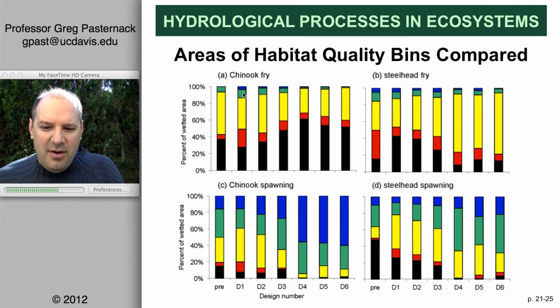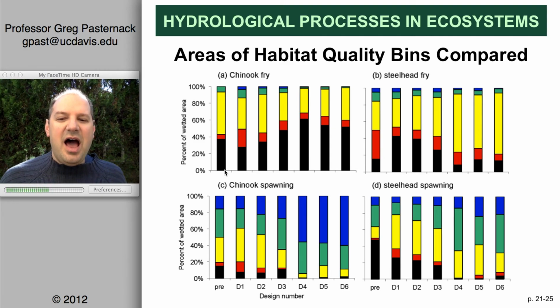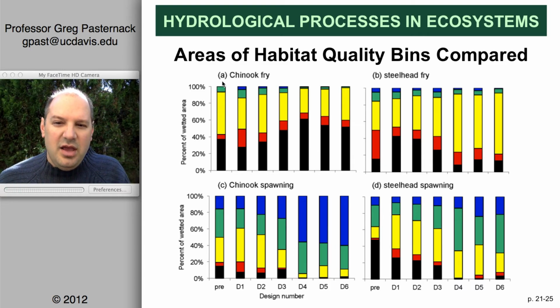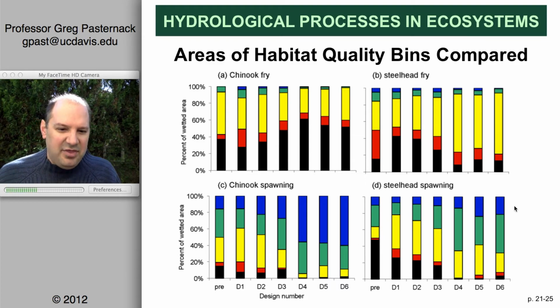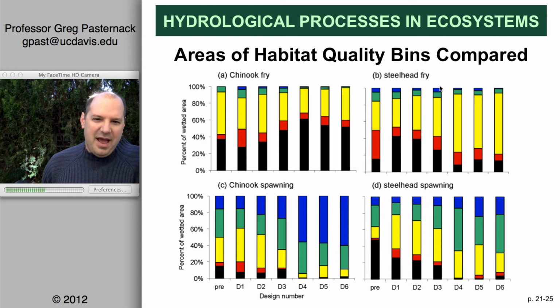And so I can look across all 6 designs as well as the pre-project condition and look at the percent of the wetted area in each different habitat quality. Black would be non-habitat, and blue is the highest quality habitat. The length of the bar shows the amount of the wetted area that's in that habitat quality. You can see there's a lot of Chinook spawning habitat, some steelhead spawning, but not enough. Designs 4, 5, and 6 are very useful for Chinook spawning, and they're pretty good for steelhead spawning. In contrast, none is particularly great for fry, but 1, 2, and 3 are better.